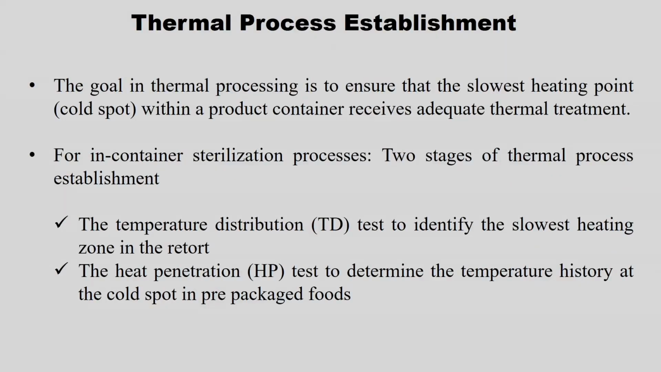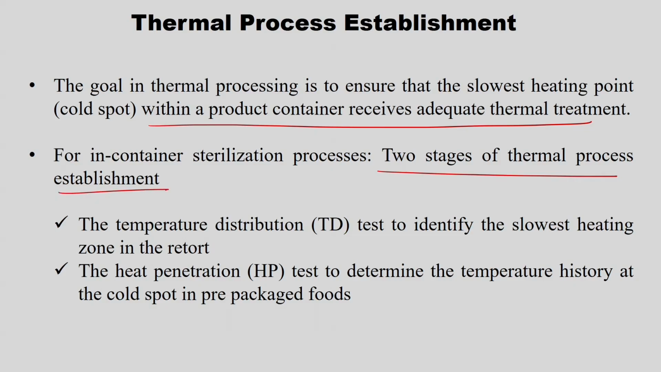The goal in thermal processing is to ensure that the slowest heating point within a product container receives adequate thermal processing. For example, pasteurization conventionally goes by a 6D process, or sterilization goes by a 12D process. For the example we have just seen, 63 degree for 30 minutes means my cold spot, or the slowest heating point, should receive 63 degree for about 30 minutes. That is the goal of thermal processing. For in-container sterilization process, there are two stages of thermal process establishment. In-container in the sense of batch.